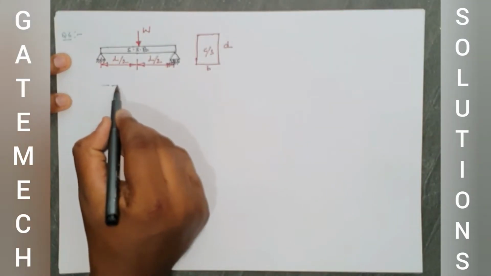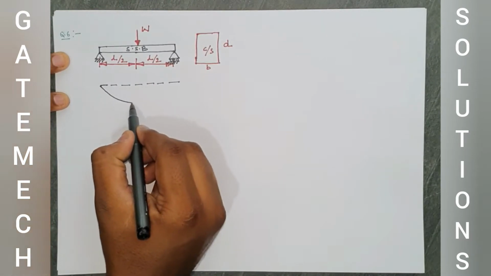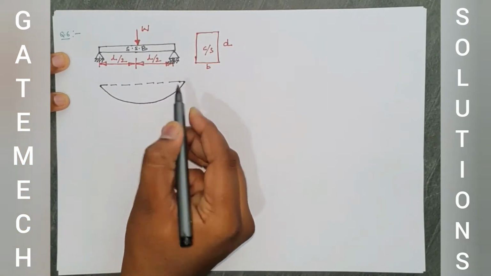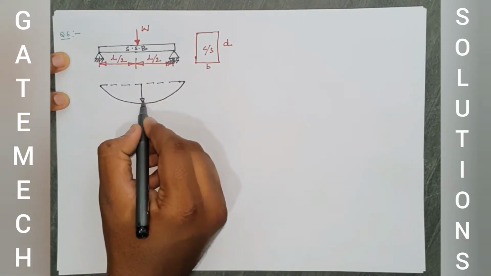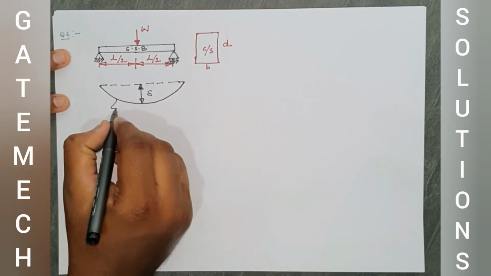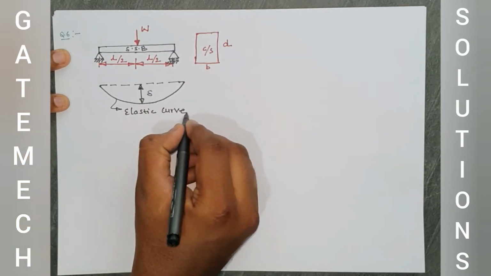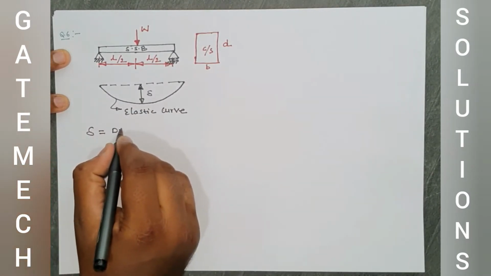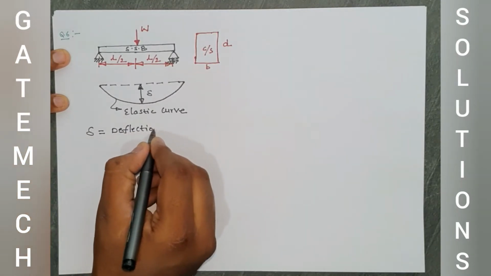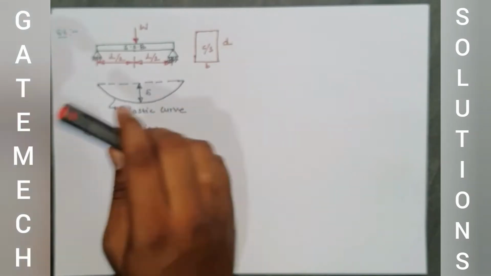Because of the central load, from the longitudinal axis, the beam was deflected by a magnitude of delta. The delta is the deflection. We know the deflected curve can be called the elastic curve or deflected curve, where delta is the deflection of the beam. Generally that is very small, will not be visible to our naked eye, will be in millimeters generally.